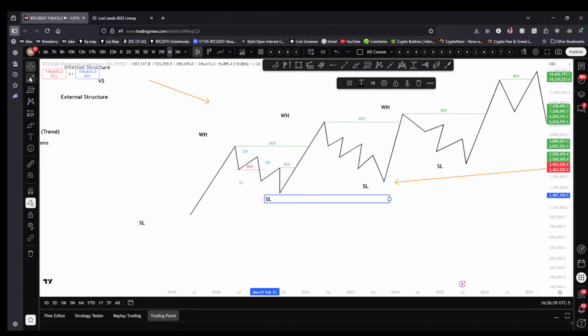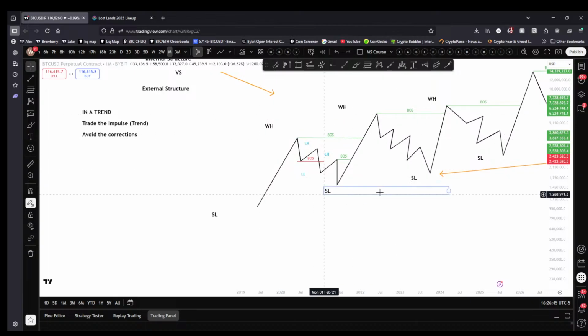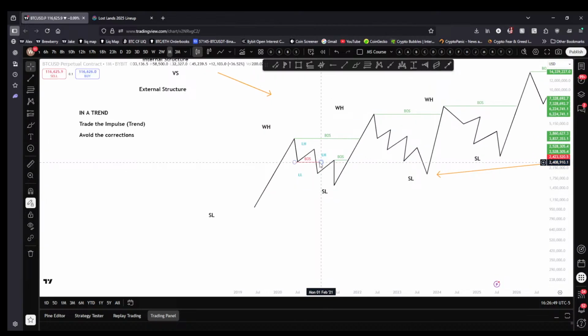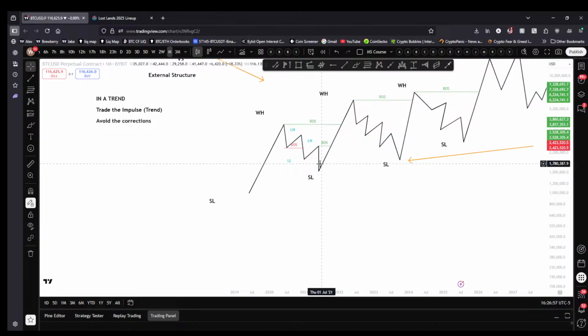Let me make a new label here. We can talk about change of character versus break of structure later. Just understand that, yes, these are technically called a change of character, but to understand market structure right now, before we differentiate, you don't need to understand the difference, okay? This is when structure puts in its first higher high, out of this lower high and lower low structure, right?